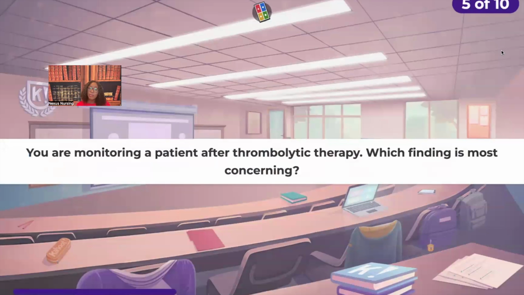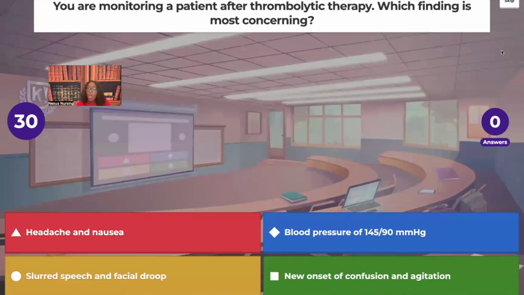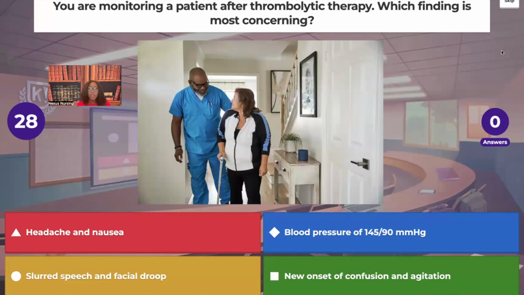Okay, you're monitoring a patient after thrombolytic therapy. Which finding would be most concerning to you as a nurse? Would it be headache and nausea, blood pressure of 145 over 90, slurred speech and facial drooping, or new onset of confusion and agitation? Again, you're caring for a patient after thrombolytic therapy. Which finding would be most concerning to you?